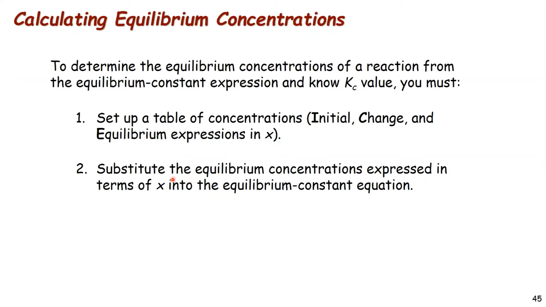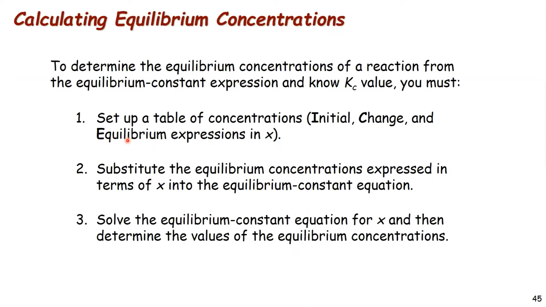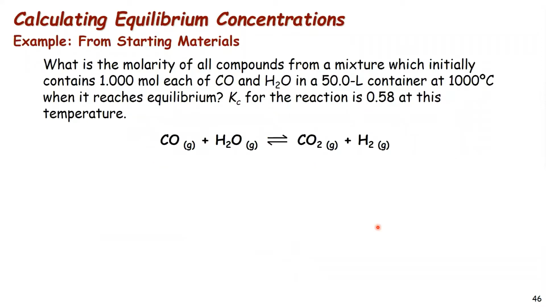We're going to substitute into the equilibrium constant expression the equilibrium values from the ICE table in terms of x. Then we're going to solve the equilibrium constant expression for x, and then we're going to be able to determine what the equilibrium concentrations are. We kind of did that in those first couple slides that I showed you with the Haber process, right? We determined what x was, and then we were able to determine the equilibrium concentrations. So let's try an example.